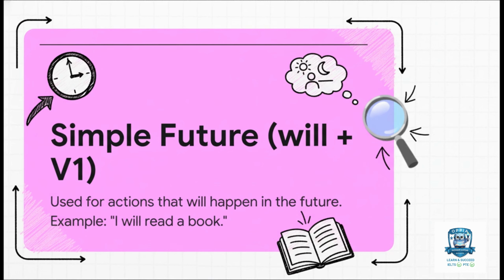And looking ahead, we've got the simple future. This one's a piece of cake. It just signals something that hasn't happened yet. All you do is pop the word will in front of the main verb. Boom, I will read a book tomorrow. You're talking about the future.